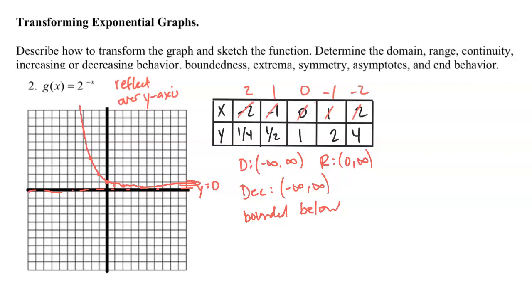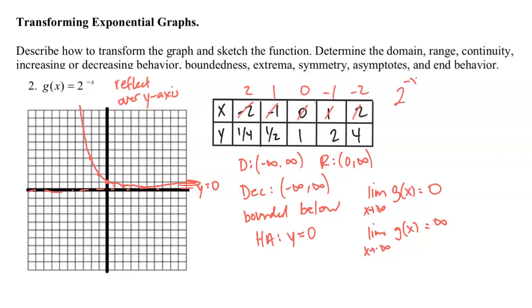There is a horizontal asymptote at y equals 0, and then my end behavior, I have the limit as x approaches positive infinity of g of x. That's going to equal 0, since at the right end of the graph we're approaching 0, and the limit as x approaches negative infinity of g of x is going to equal positive infinity. Now, why does this look like an exponential decay?